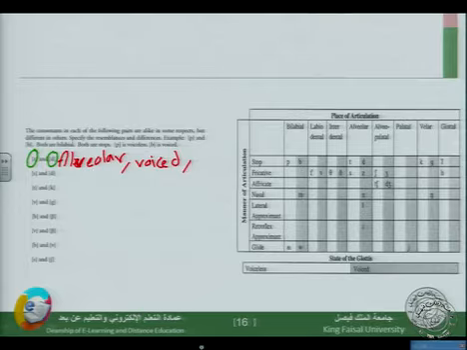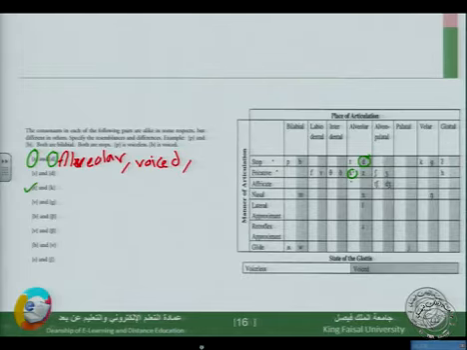S and Z. Actually, S and D. S is alveolar. D is alveolar. S is voiceless. D is voiced. D is a stop. S is a fricative.